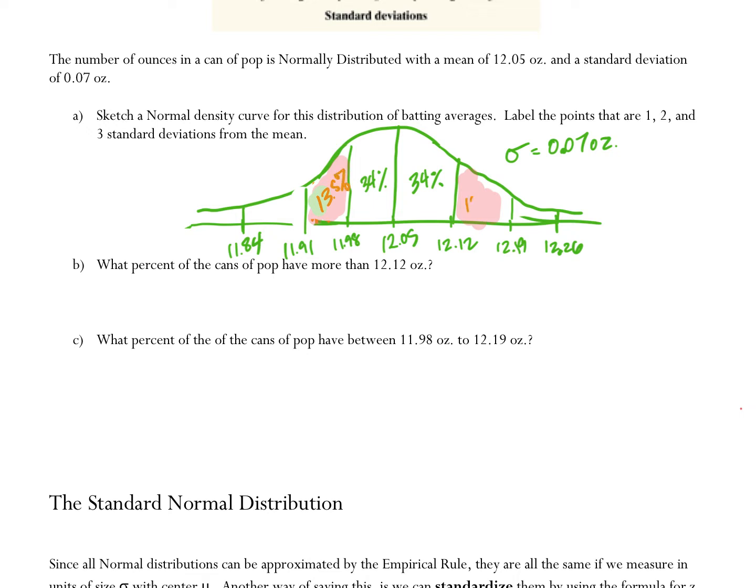As is this one. Now, those are approximations. They're not perfect. Okay? And then between these ones, this is 95%. If I add these ones in, that's 99.7%. So I just added another 4.7%, making this one 2.35%. And this one, 2.35%.